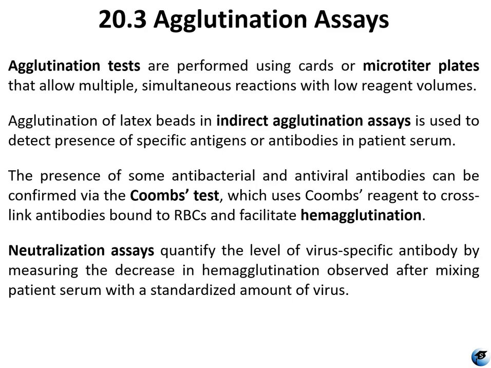Agglutination of latex beads is used for what is known as the indirect agglutination assay. And these detect the presence of specific antigens or antibodies in patient serum. Some antibacterial, antiviral antibodies can be confirmed using what is called the Coombs test, and it uses what is known as the Coombs reagent. The Coombs reagent cross-links antibodies on red blood cells, and it facilitates hemagglutination. And then neutralization assays, we touched on this already, but these are used to quantify virus-specific antibodies. So we talked about that when we were talking about HIV just a little while ago.